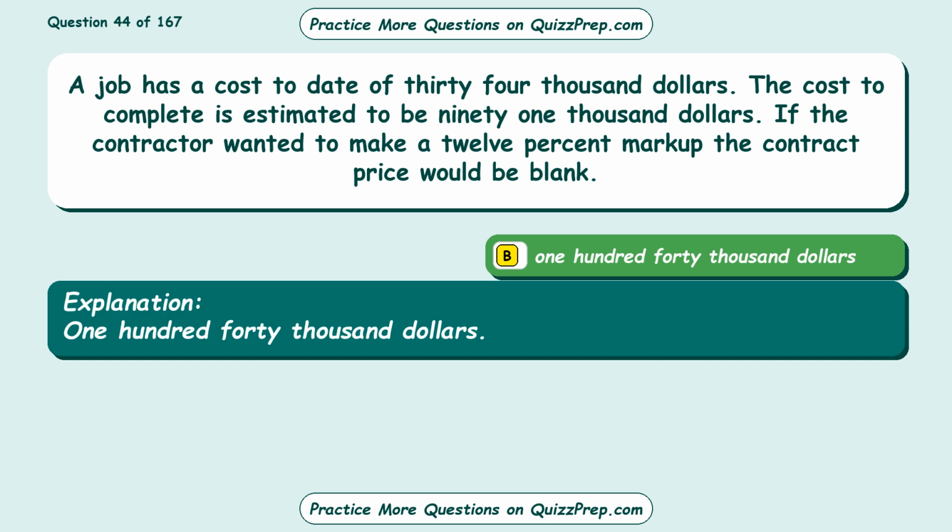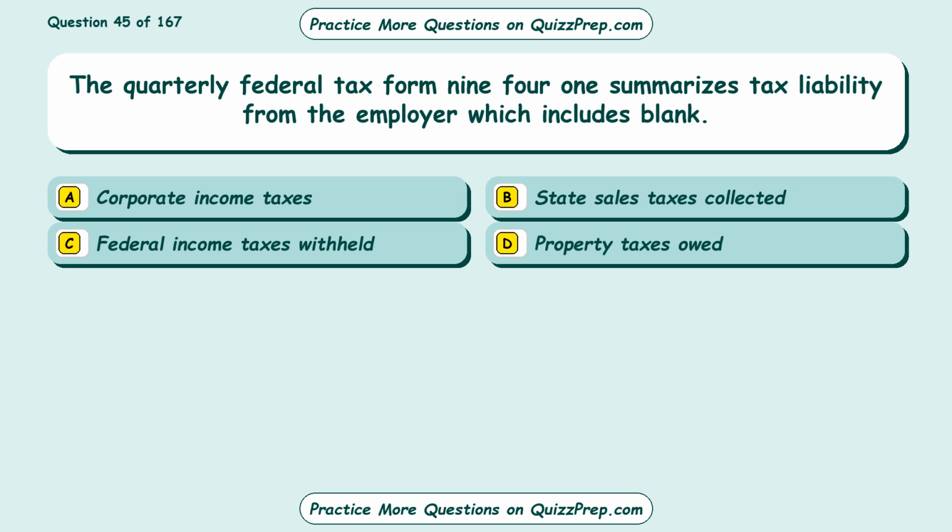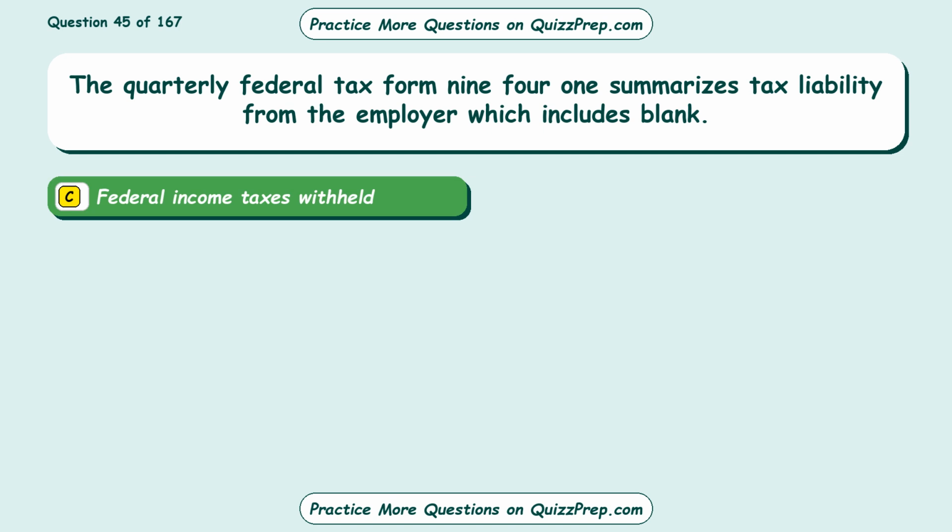Question 45. The quarterly federal tax form 941 summarizes tax liability from the employer, which includes blank. Option A, corporate income taxes. Option B, state sales taxes collected. Option C, federal income taxes withheld. Option D, property taxes owed. The correct answer is option C, federal income taxes withheld.